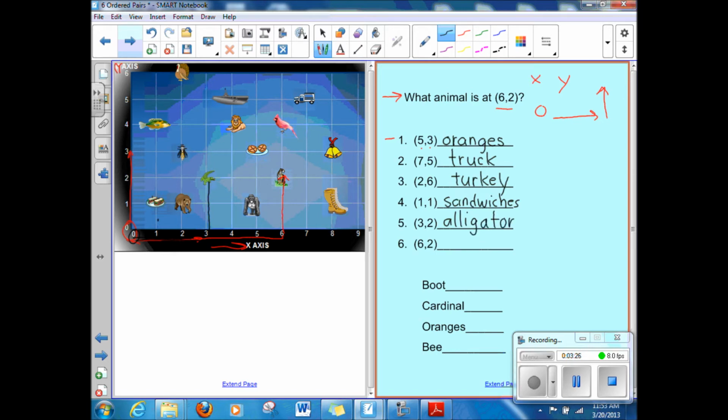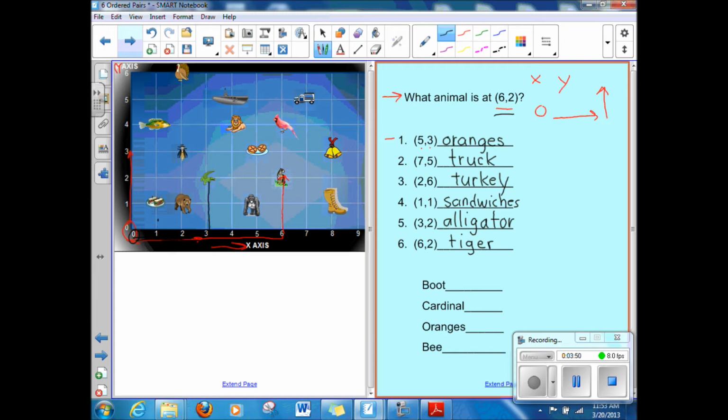Number 6 is 6, 2. Oh, that's the one that we started with. And that is the tiger. 6, 2 is the tiger. Okay, well, that wasn't too difficult. Now, let's take a look at these other items that I've got displayed here. I've got the word boot and cardinal and oranges and bee. The boot, we have to give an ordered pair for the boot.